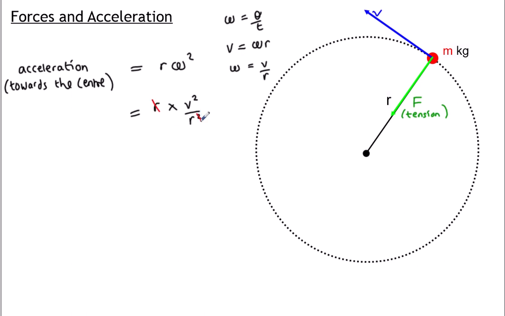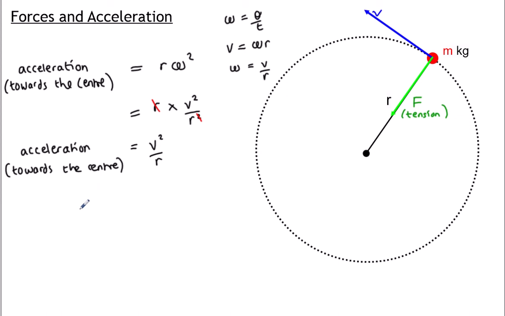That's going to cancel with that. And what you end up with is just v squared over r. So there's two versions of the acceleration formula, always towards the centre. If you're working with omega, it's just r omega squared. If you don't know omega, but you do know the straight line tangential speed, then it's v squared over r. Probably worth highlighting all these formulas.